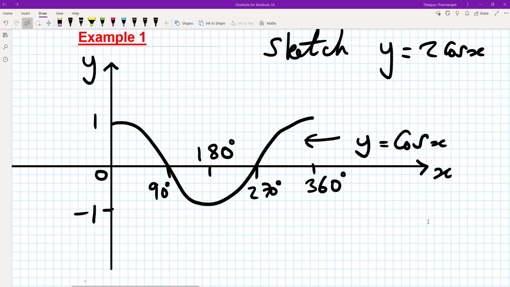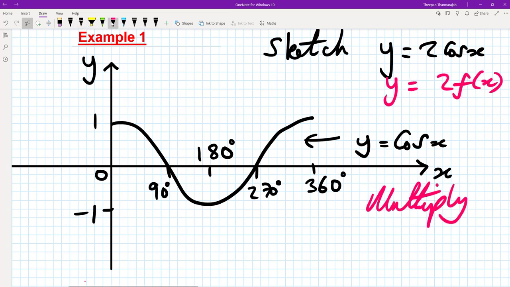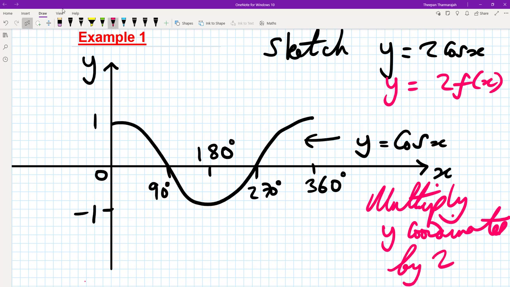Okay, here's a question for you to try. You can pause the video, and when you're done, I will go through my worked solution. Okay, welcome back. So you've been given the graph of y equals cos x, and you want to sketch y equals 2 times cos x. So we know the rule for this. This resembles y equals 2 times f(x). So in our case, stretch it to 2, down to -2, and our graph goes like this.